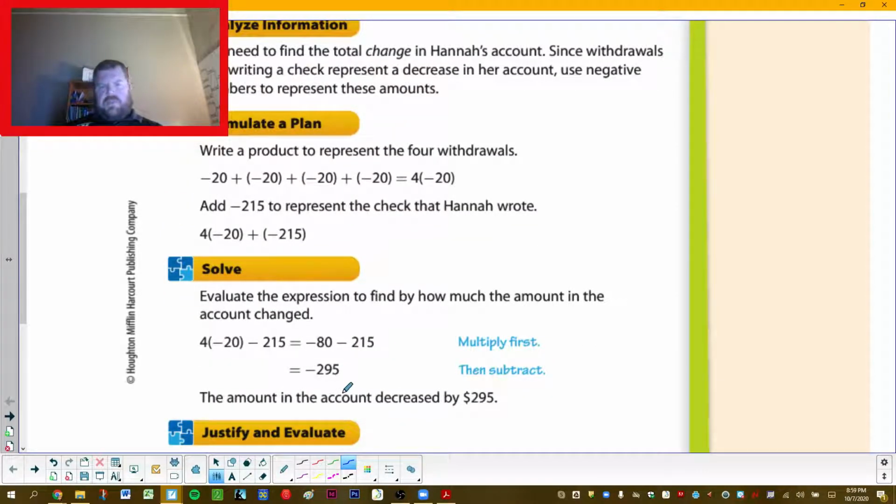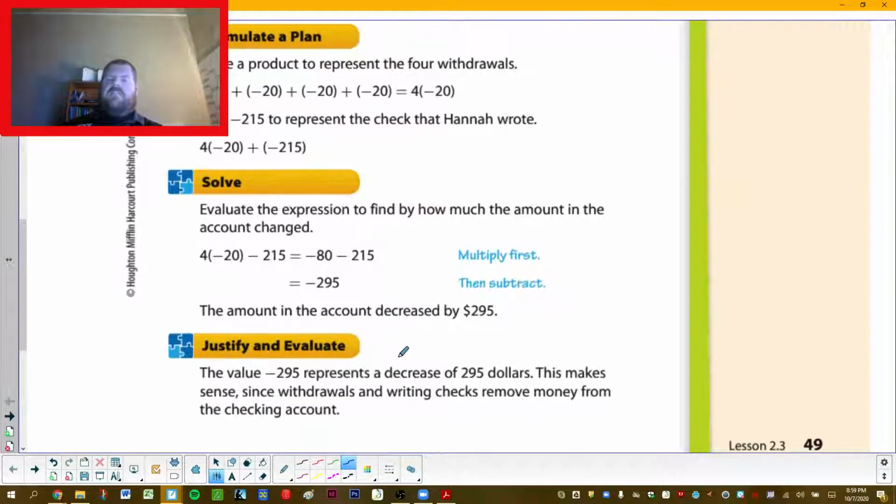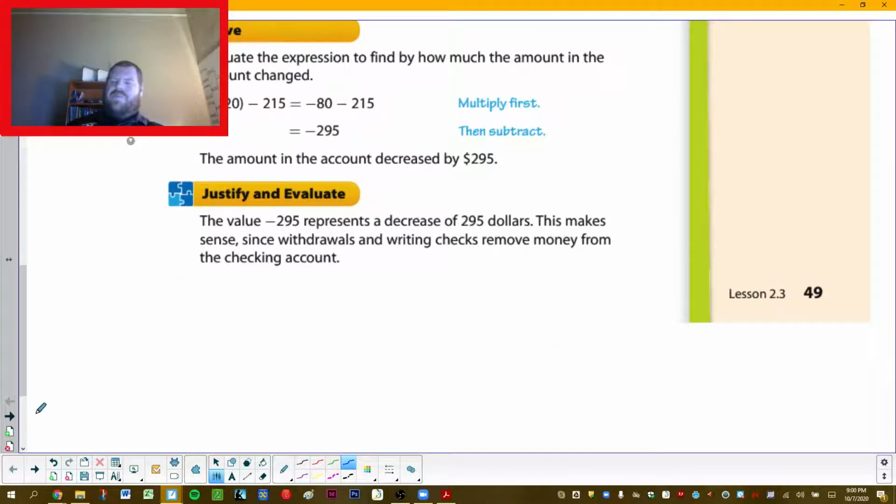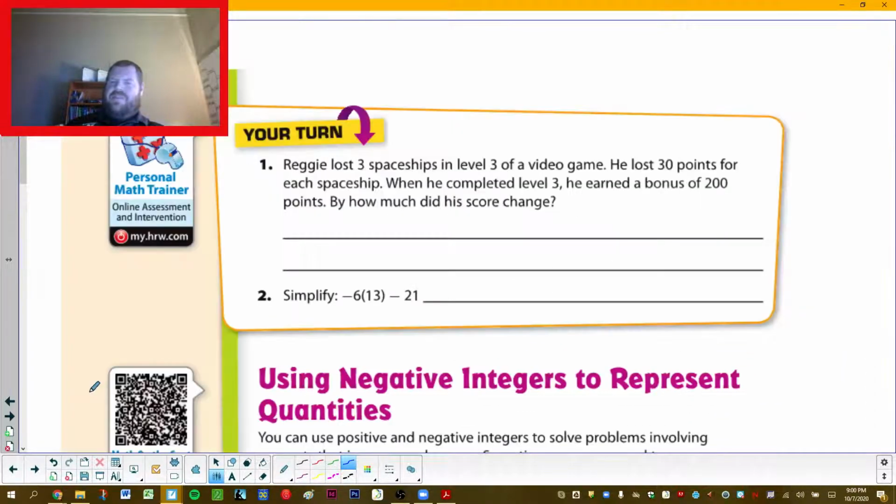We want to multiply first. 4 times negative 20 is negative 80. And then we want to subtract or add the opposite, whichever one you want to do. But you should get negative 295. And does that seem reasonable? Does that seem like it's something that could have happened? Well, sure. She kept taking money out of her account, so there's money gone from her account. Yeah, that's what happens. Money disappears a lot easier than it reappears.